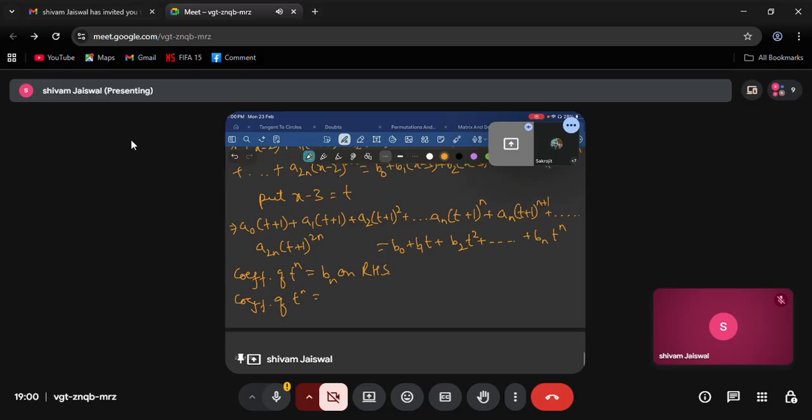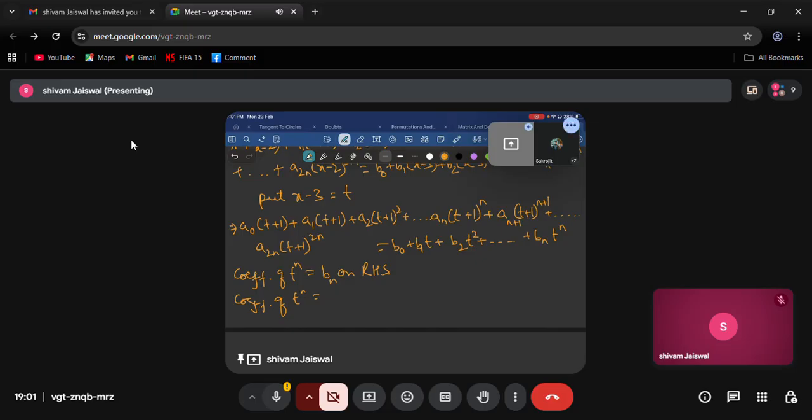Now over here, this is the first time we are going to get t to the power n, right? So what is the coefficient of t to the power n? For the first term, it is simply an. For the second term, sir, it will be an plus 1. You've written just an. See, here the coefficient should be an plus 1 only. So an plus 1 up to a2n.